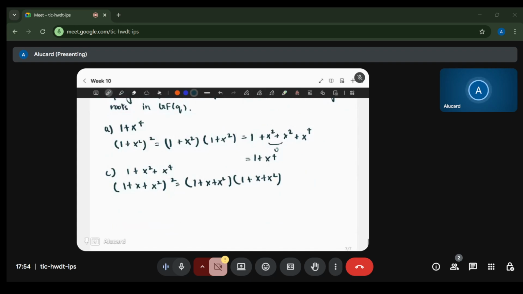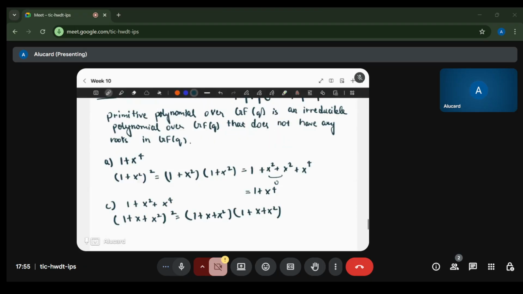Here you can't do that, because f of x is, if you substitute 0, then you will get f of 0 is 1. Substitute 1, you will get f of 1 is 1 plus 1, which is 1. So 0 and 1 are not roots of 1 plus x square plus x power 4. But it is a reducible polynomial.